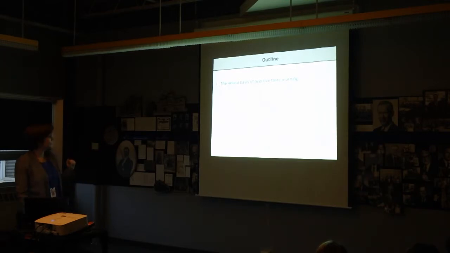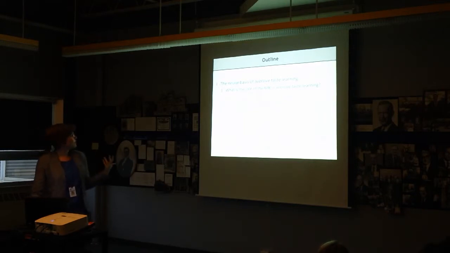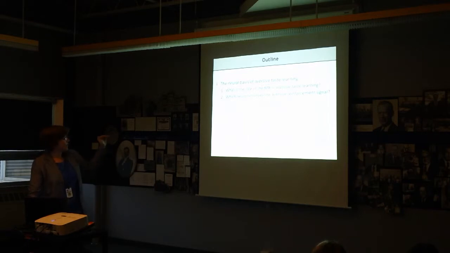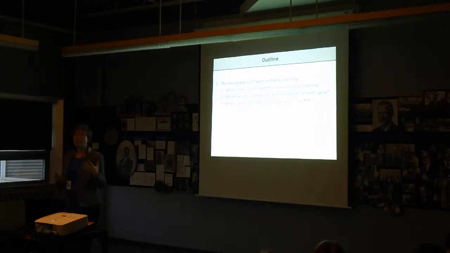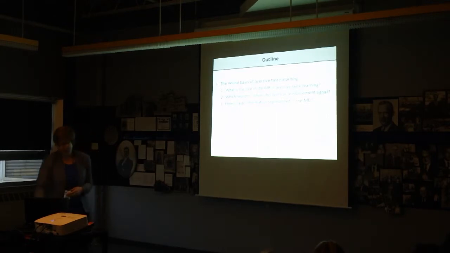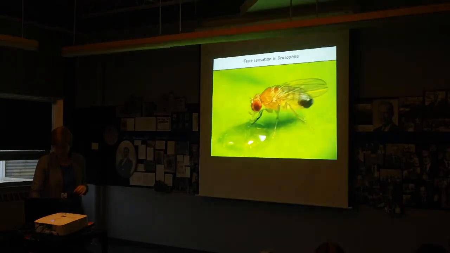So I looked at the neural basis of aversive taste learning, and specifically wanted to look at what is the role of the mushroom body in aversive taste learning. Which neurons convey that aversive reinforcement signal, so that shock signal, what neurons are doing that in this case. And then overall, how is taste represented? So how are the neurons in the mushroom body actually firing, actually communicating with each other, that is sending and receiving taste information? Okay, we're going to skip that part of the project because we don't have time.